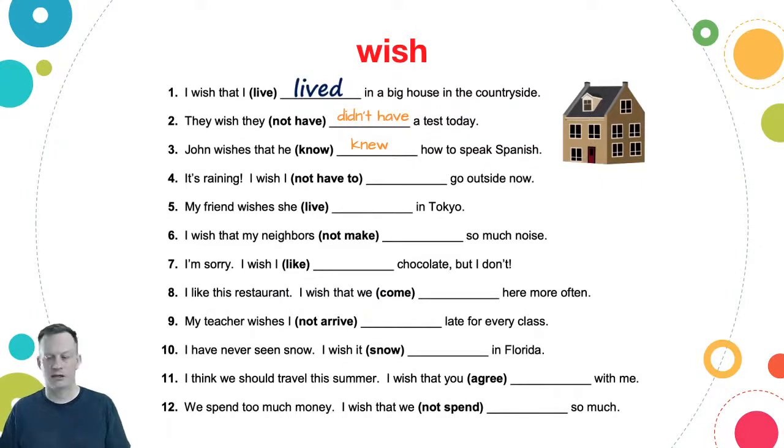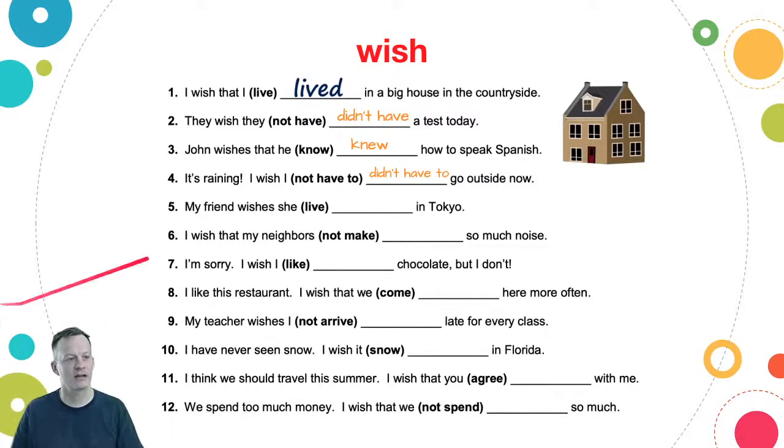It's raining. I wish I didn't have to go outside now. Ooh, Ugo. V, excellent. Good catch, V. Be careful, Ugo. That's a very easy mistake to make. Yeah, with the past, with the negative, we use the infinitive then. I know you know that. It was a small mistake.